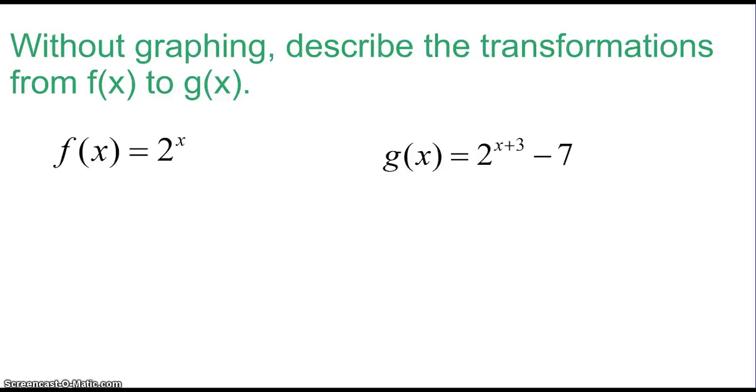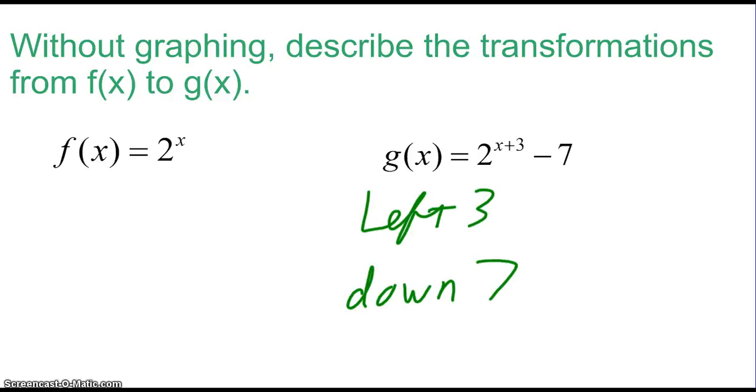Alright, so now without graphing these, I just want you to describe the transformation from f of x to g of x. So pause the video, describe the transformation, and unpause when you're ready to check your work. Alright, so hopefully we recognize this is going to be left 3 and down 7. We know that it's left 3 because of the quantity x plus 3 and down 7 because of the minus 7. So our transformations for exponential functions are the same as they were for all of our functions that we looked at earlier this semester.